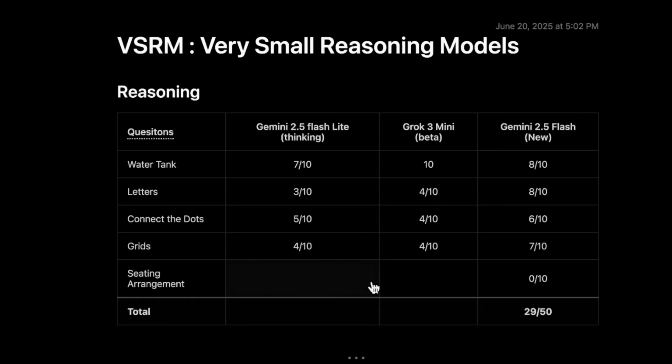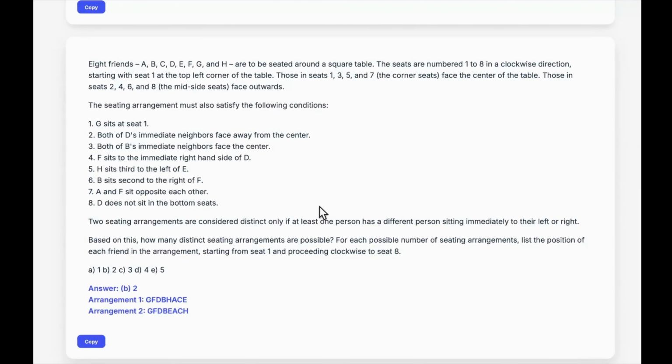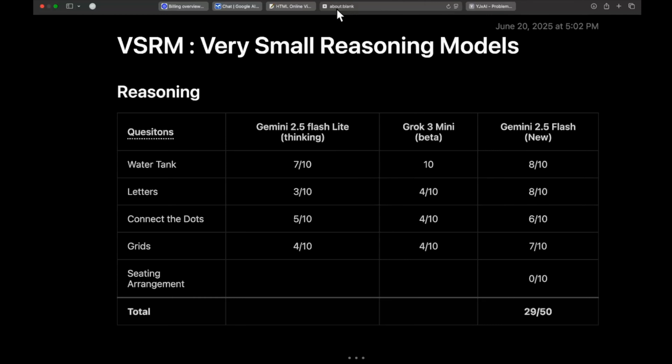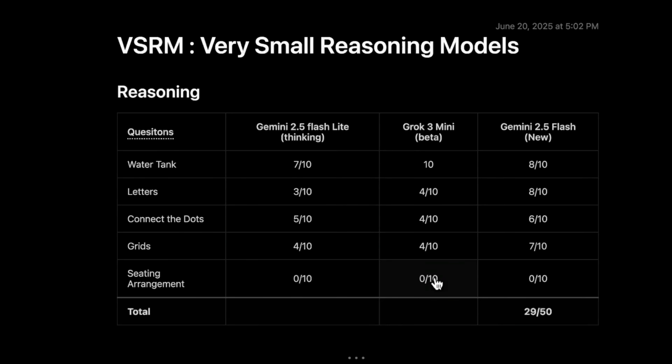Let's move on to the seating arrangement question. This is one of the hardest questions that I have, and it is pretty much obvious that these models will not be able to get it right. That is the reason they both get a 0. Let's look at the total scores. The total score for Grok 3 Mini in reasoning is 22 out of 50. I would say it's a good score for very small models like these. I mean, these cost you pennies. What about Gemini 2.5 Flash Lite? It scores 19 out of 50.